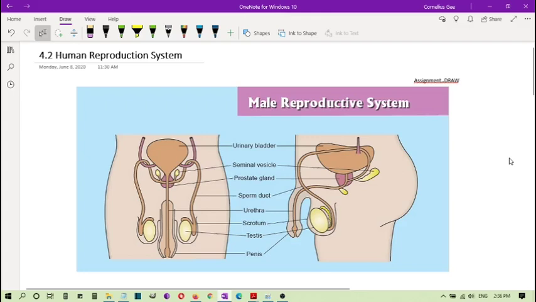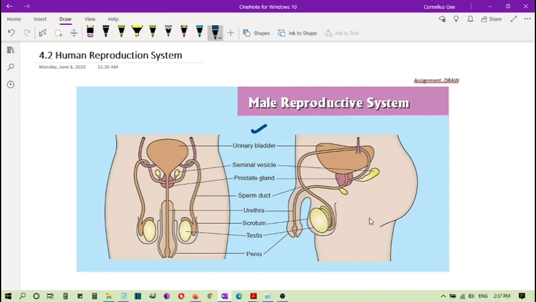Okay, we continue our learning of reproduction by going to 4.2, which will be looking at the human reproductive system. For this section, I want you students to draw the male reproductive system as well as the female reproductive system. Here I have taken from your textbook the male reproductive system first. These are the different parts that you can see from the diagram here.